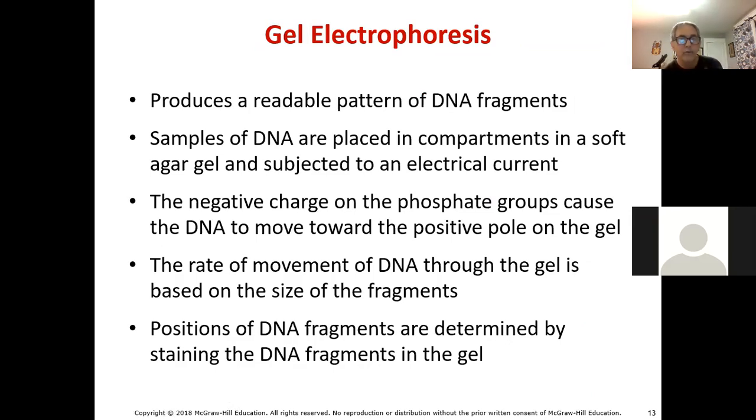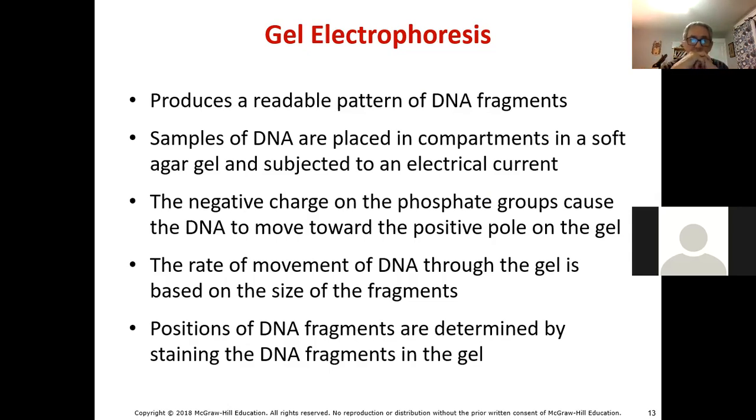So gel electrophoresis: when DNA is cut, it makes characteristic DNA fragments. They can be placed in a soft gel. An electrical current can be applied to the gel because the DNA has those phosphates. It has a negative charge and it'll move in the gel toward a positive pole. The rate of movement through the gel is based on size. So the bigger pieces will be at the top of the gel, and the smaller pieces will move faster and further in the gel.